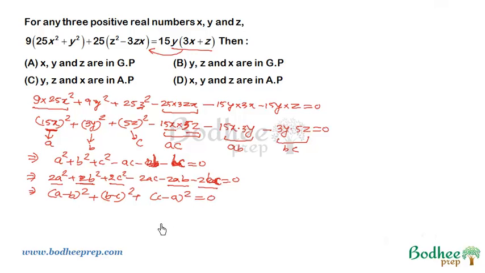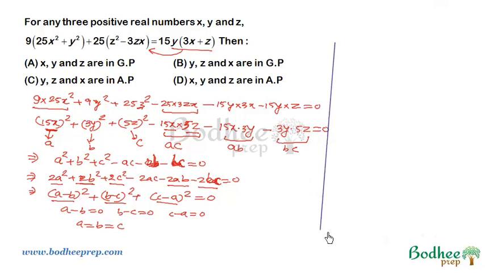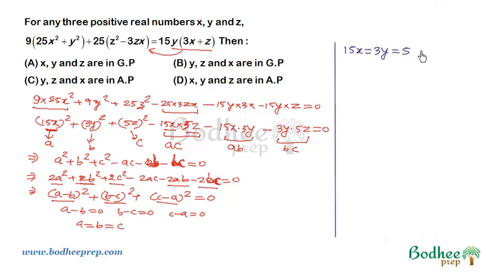Now if I observe the LHS and RHS, since the sum of the squares of three terms is equal to 0, that is only possible if each of these terms is 0. So we have A minus B equal to 0, B minus C also equal to 0, and C minus A also equal to 0. So in general I can say that A should be equal to B should be equal to C. Now substituting the corresponding values of A, B, C which we have assumed, we can say that 15 times x should be equal to 3 times y, and that should be equal to 5 times z.